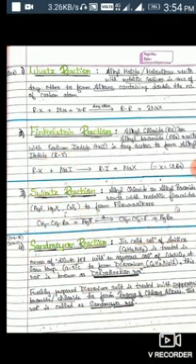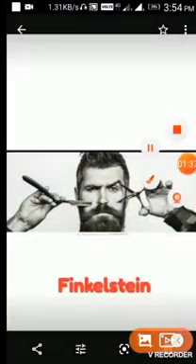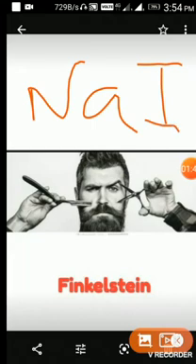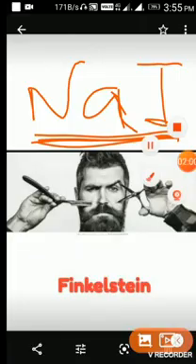Another way to remember Finkelstein reaction is by a picture. Yes friends, by only one picture you can remember Finkelstein reaction. This is a barber and we all know that in India we call a barber a nai. In chemistry language this is sodium iodide and in Hindi this is nai. So now whenever you see a barber, your mind will strike this word Finkelstein and you can easily remember it by this trick.